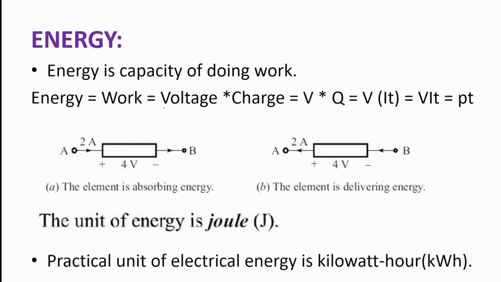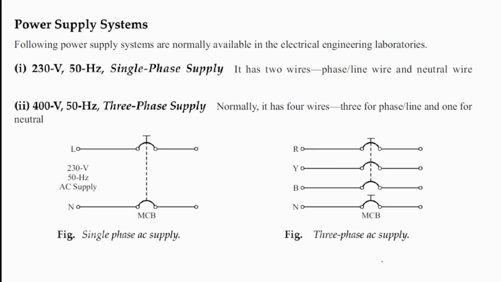Now coming to the next one, which is energy. Energy is the capacity of doing work, and it can be represented with the relation as voltage into charge, where you can write it as V into I into T or P into T. The unit of the energy is joules, and if I consider the practical unit, it is also represented as kilowatt hour.